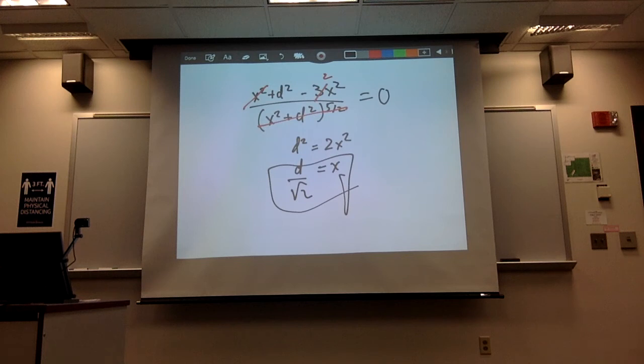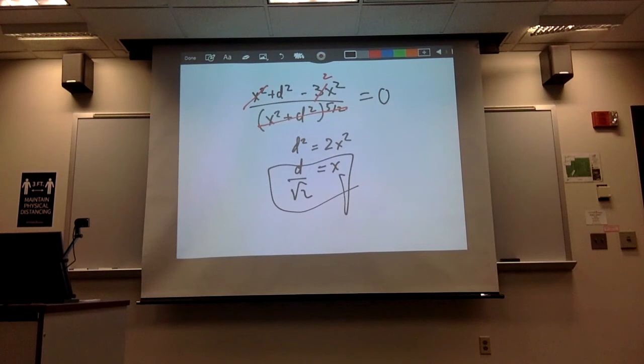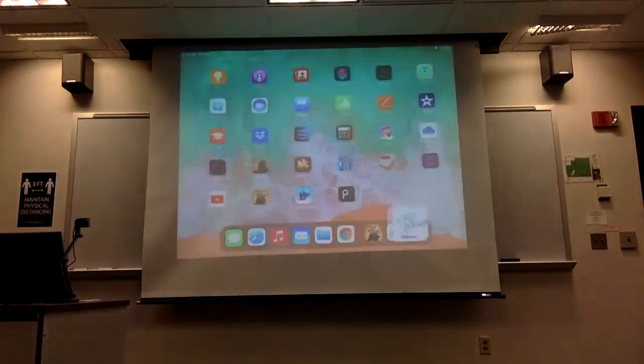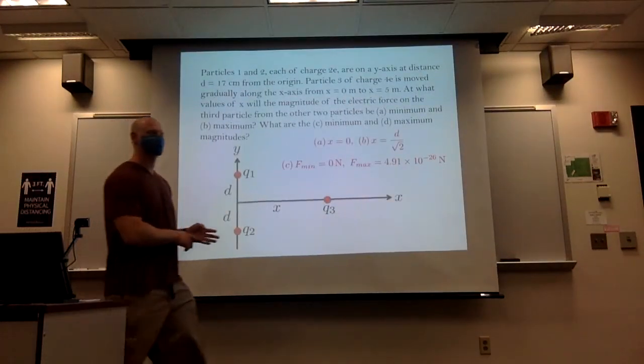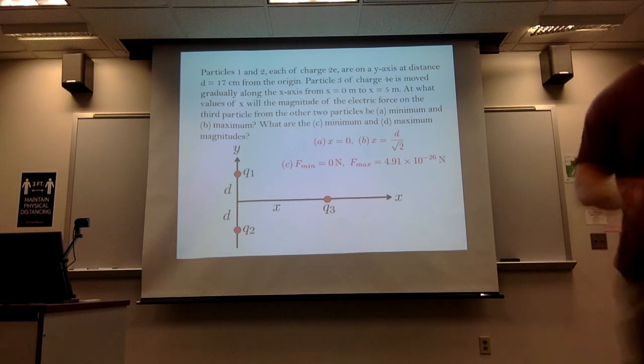Just calc 1. Where's the answer? Something ridiculously small. 4.91 times 10 to the minus 26. Oh, okay. So at this stage, you just dump it in over that. So D is 17 centimeters, which is 0.17. E is 1.602 times 10 to the minus 19. You have that squared, and then you got K, which is 9 times 10 to the 9th. So it's a small number.